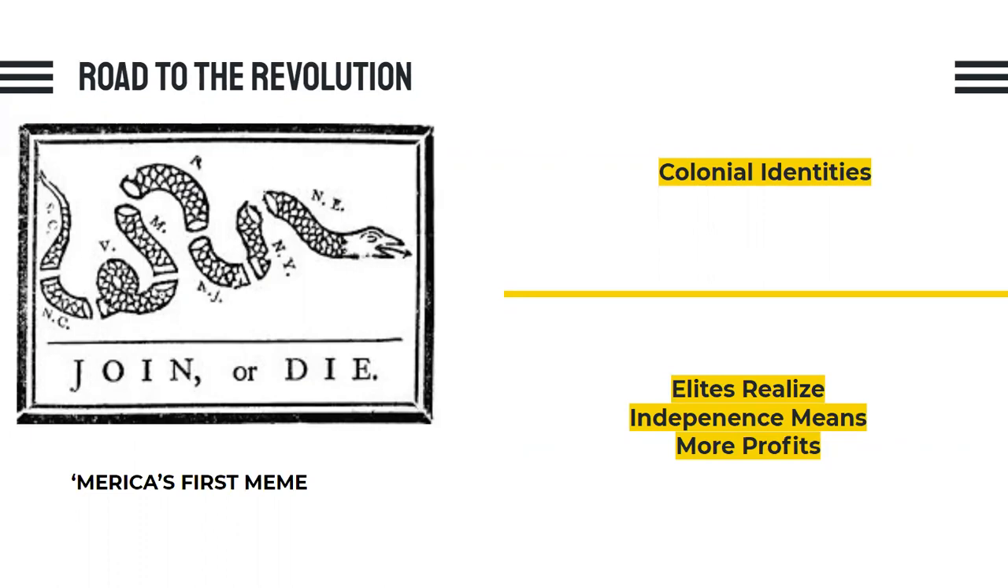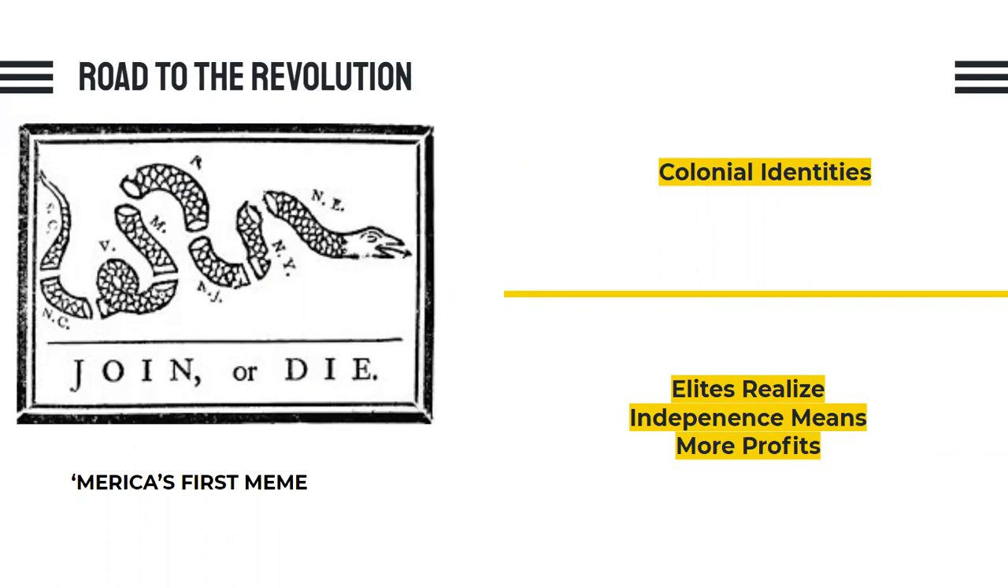And so we move on to the fact that the elites started to realize that independence from England meant that they could have more profits. So the elites started to realize that between the end of the French and Indian War and 1776, by creating their own nation, they could end up taking land, profits, and political power away from the British. So these colonists realized that, hey, we already are starting to feel independent of England.